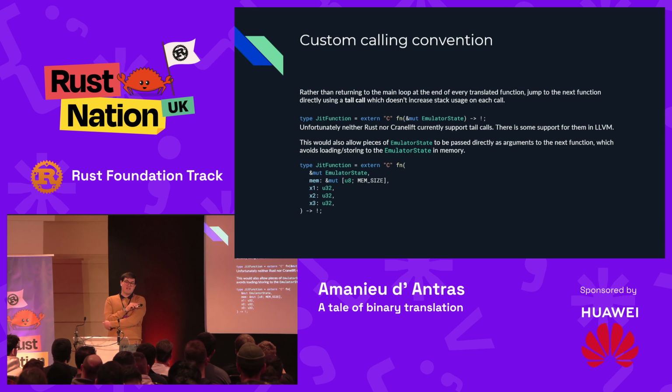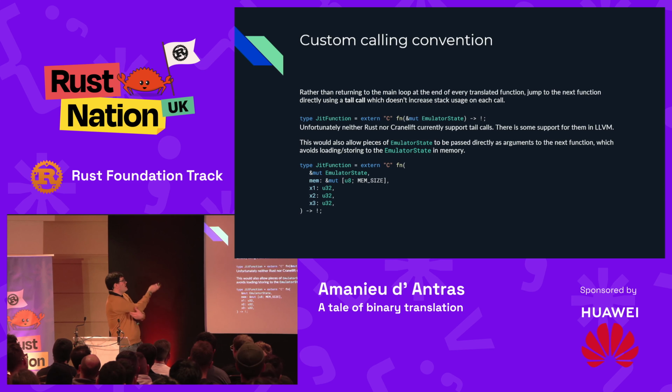There is an RFC in Rust for this. There is an RFC in Cranelift for this. So hopefully we'll see something soon. Another bonus is that once we do this, we can actually pass bits of the emulator state directly as arguments to the next function, essentially passing them in registers and avoiding the need to read these values from the state in memory in the generated code.